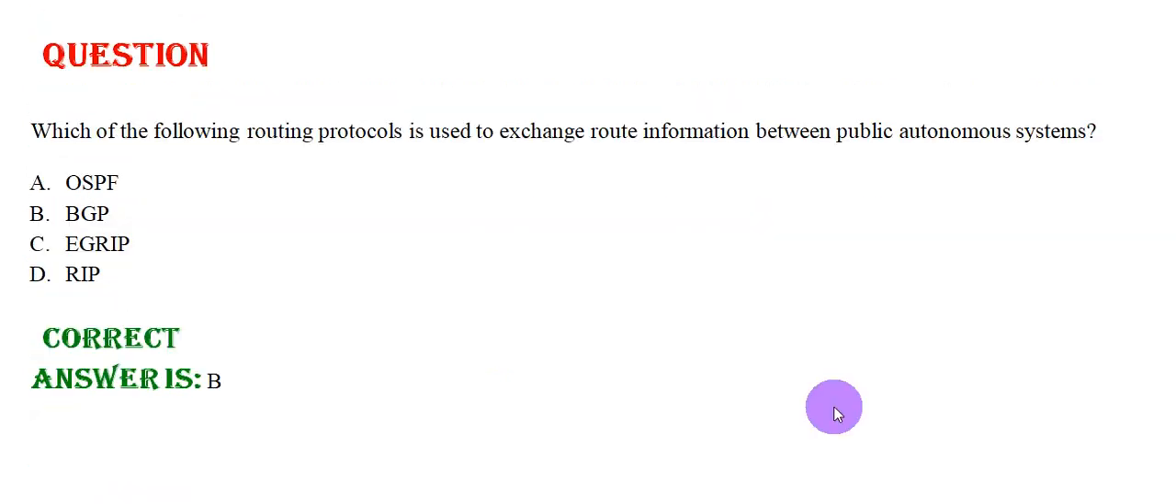Which of the following routing protocols is used to exchange route information between public autonomous systems? Option A, OSPF. Option B, BGP. Option C, EIGRP. And option D, RIP. The correct answer is option B.